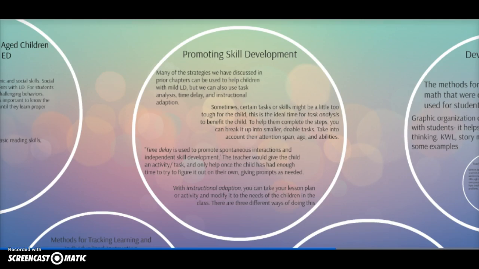And then for instructional adaptation, you can take your lesson plan or activity and modify it to the needs of the child, and there's 3 different ways of doing that. The first one is to use the same activities and materials but have different objectives for the child. The second version is use the same activity, materials, and objectives but adapt how the child responds to that. And then the third option is to use the same activity and possibly different objectives, and then with adapted materials. So there's quite a variety of ways to use that option.